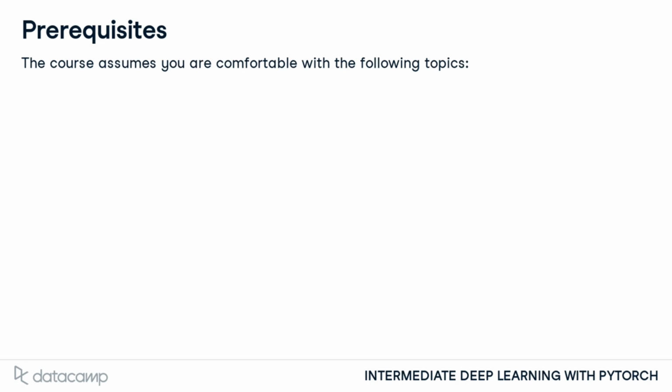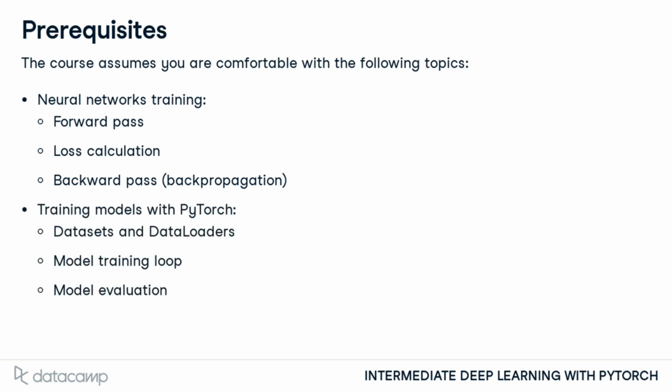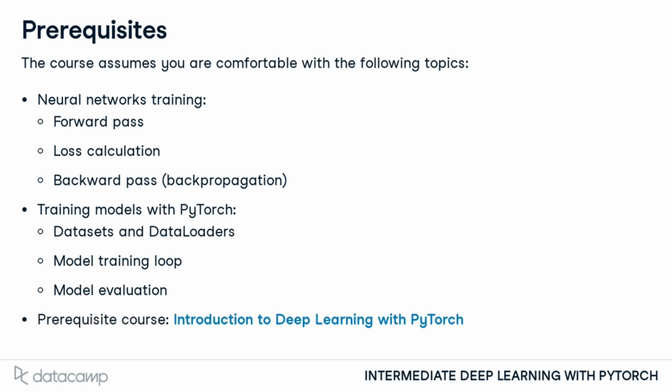Before starting, you should have a basic understanding of the training process for neural networks, including forward paths, loss computation, and backpropagation. You should also be able to train and evaluate basic models in PyTorch using datasets and data loaders, as taught in the following course.